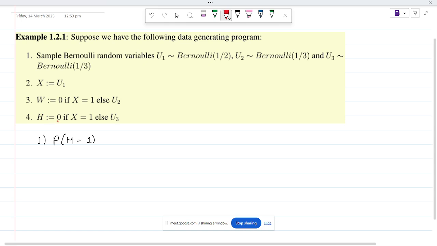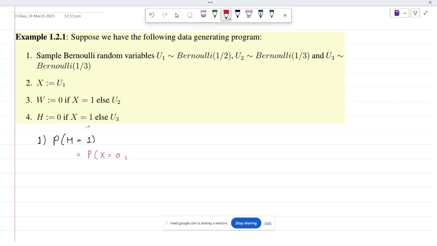So, let's see. If H equals 1, it means that X has to be 0. That is the first thing I can decide. Because if X was equal to 1, then H could never be 1. Then H would have definitely been 0. So, this means that the probability of X equals 0, and there is one more thing as well.